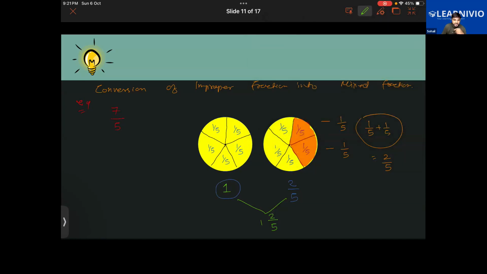Okay, now. So here we are representing pictorially, with the help of a picture, this improper fraction as a mixed fraction. Whereby this whole is representing 1 and this is representing 2 upon 5. So we know 7 upon 5 will be 1 plus 2 upon 5. Getting it now? So we can write this as 1 2 upon 5. So that is the answer.